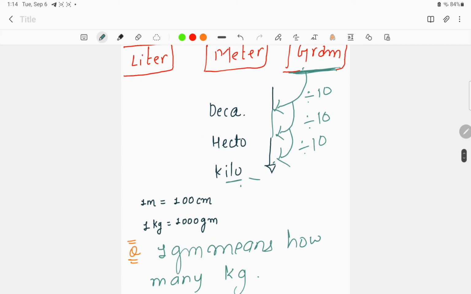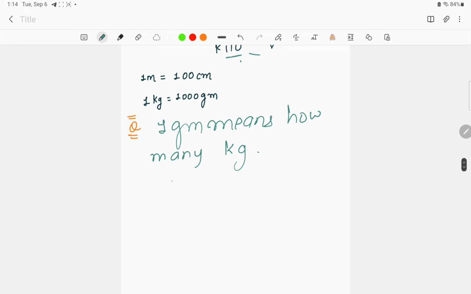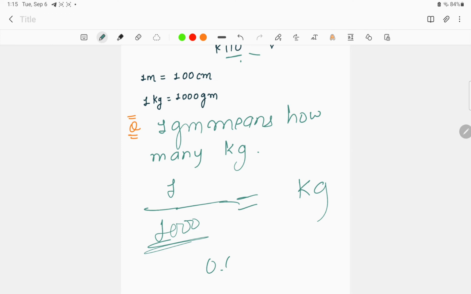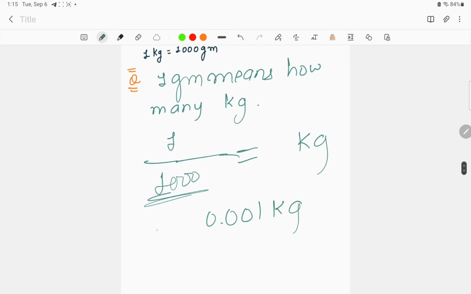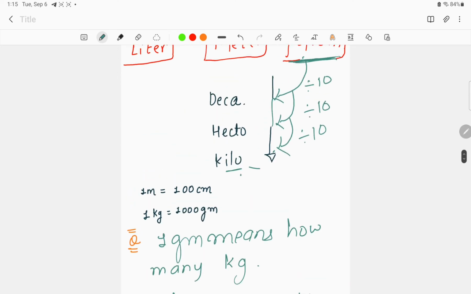So basically what we will be doing is dividing 1 gram by 1000, right? When 1 gram is divided by 1000, it will be converted into kgs. That is, the answer for this question would be 0.001 kilograms. So basically 1 gram is equivalent to 0.001 kgs. This is how we solve the question.